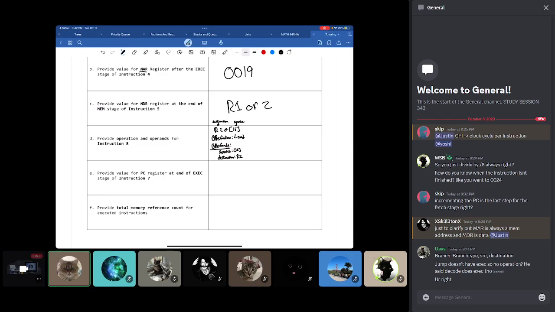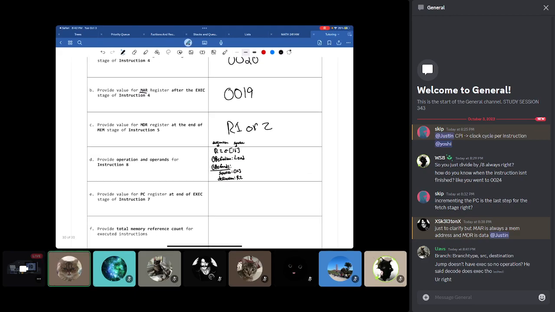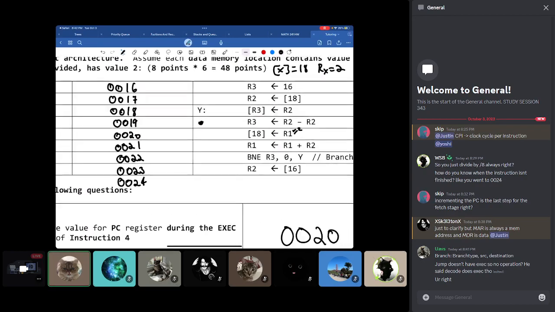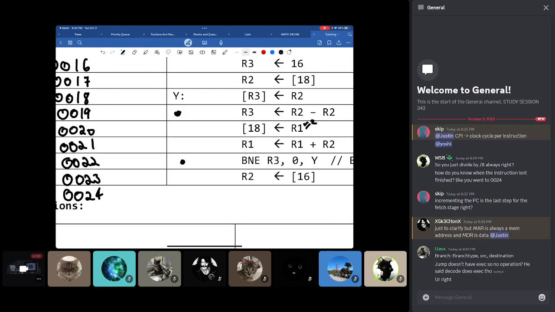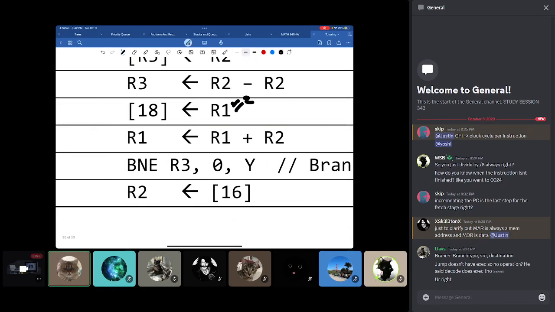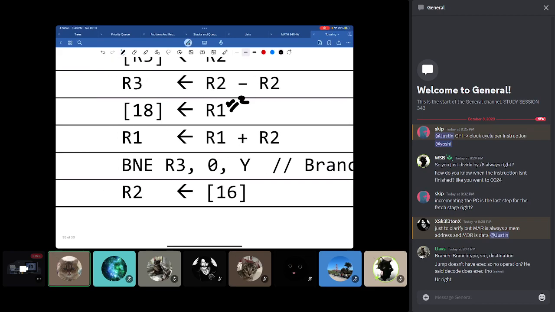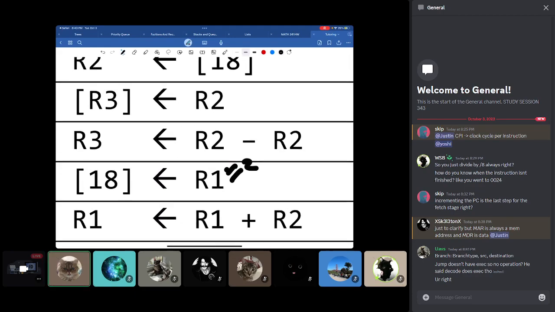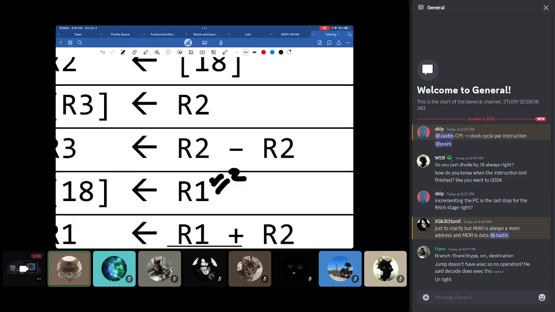And then it says provide value for PC register at the end of exec stage of instruction 7. So PC register at the end of exec stage, instruction 7. So we have a branch, and we're saying branch on not equal register 3 and 0. So are we saying is register 3 equal to 0? Right? If we go up 2 lines, we see that R2 minus R2, that's obviously going to be equal to 0.